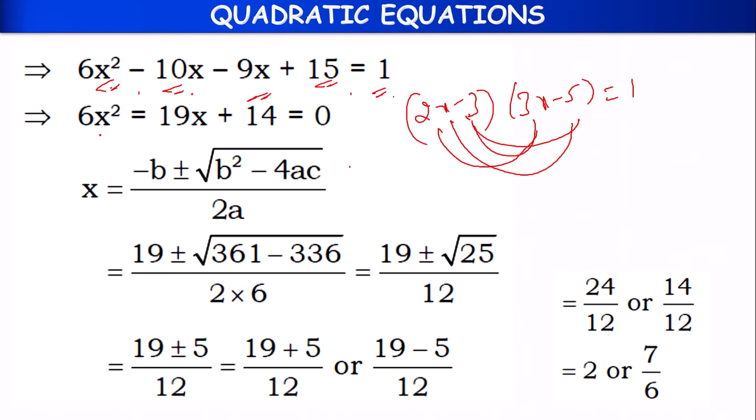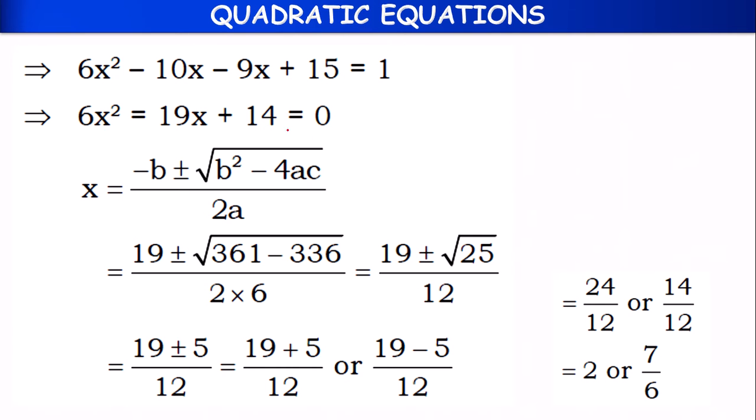So here we have 6x square minus 10x minus 9x equal to minus 19x. It is not equal to plus 19x, children. It is minus 19x. Plus 15. If 1 comes this side, it will become minus 1. 15 minus 1 equal to 14.